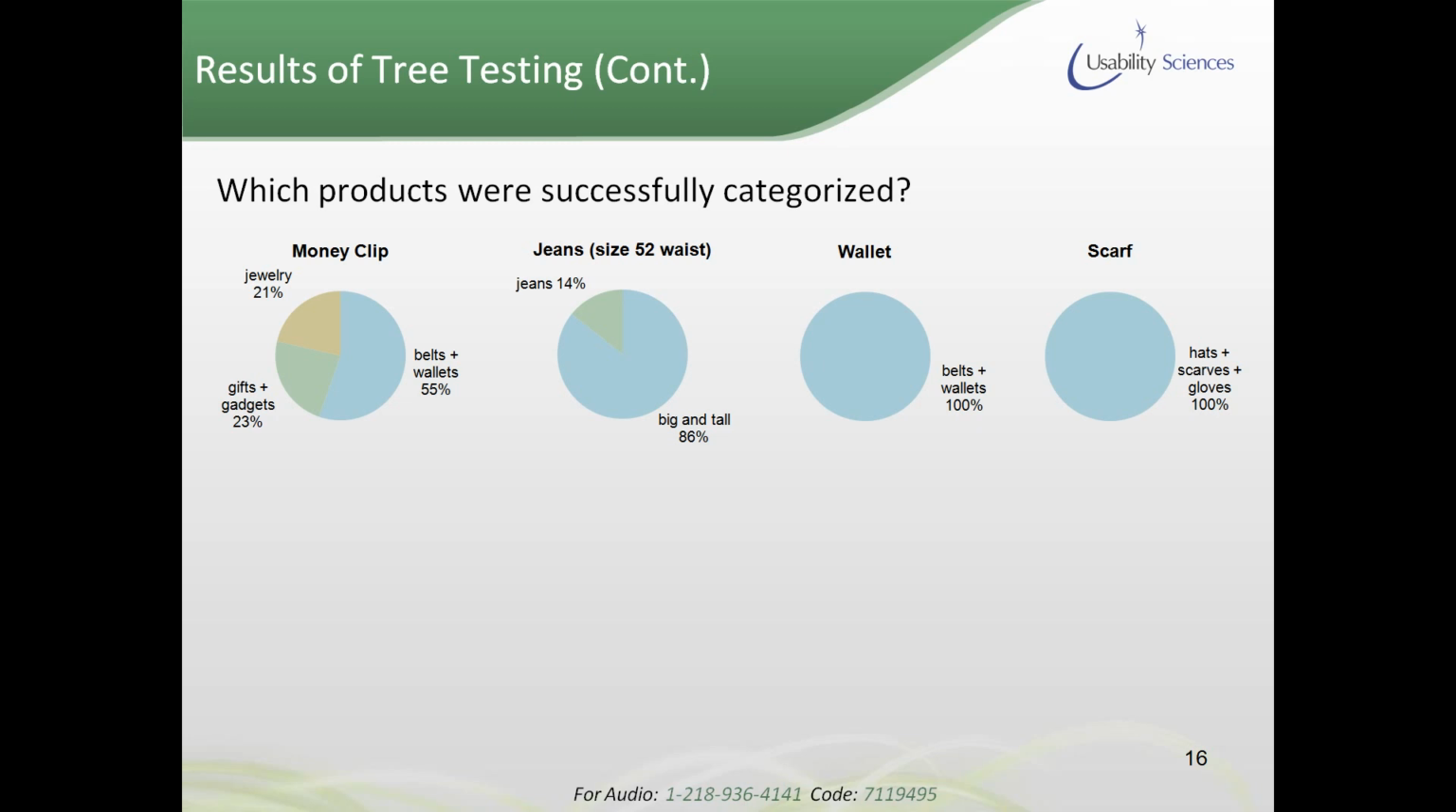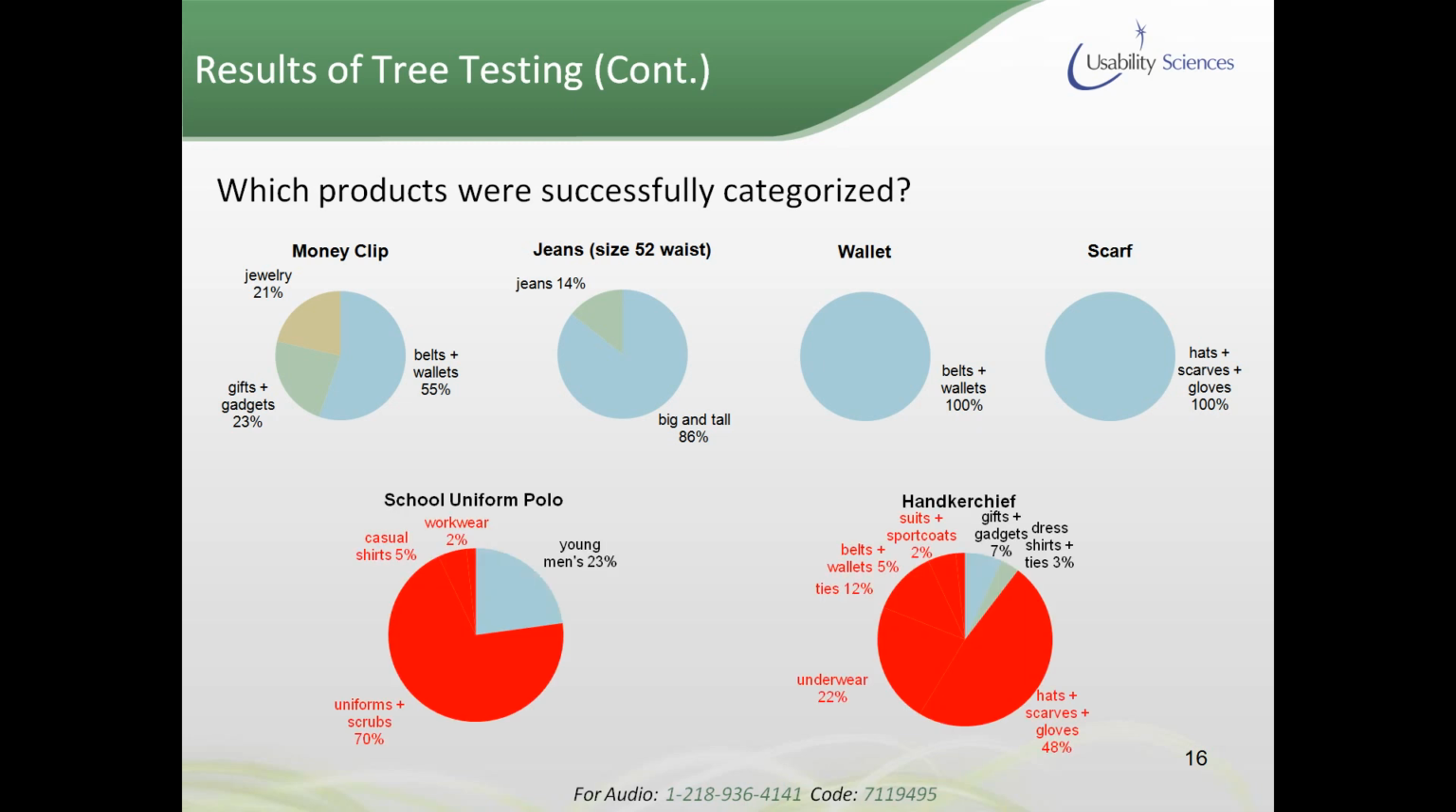But you can see in the case of money clip, 55% expected it to be in belts and wallets, and these are the categories that this example includes. This is of a men's retail site. 21% in jewelry and 23% in gifts and gadgets. So it's still helpful, even if they are successful, to see that distribution of where they thought it would be.